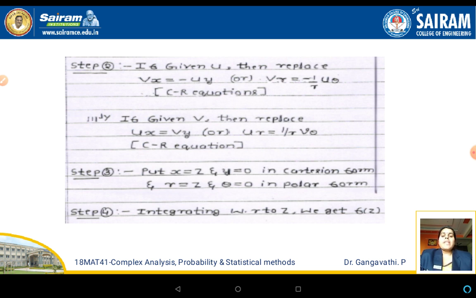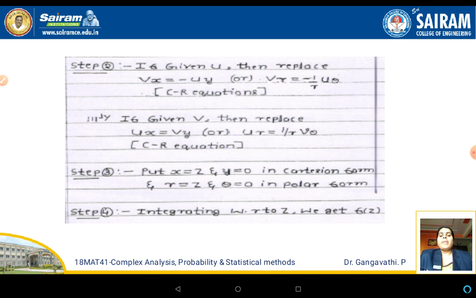By using this, everything in the given problem after the differentiation will be in terms of u, or everything will be in terms of v. That is the intention behind doing this step 2. Similarly, if v is given, then replace ux by vy and ur by 1 by r into v theta, again by using the CR equations. So that is our step 2.